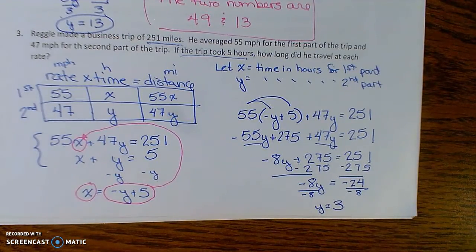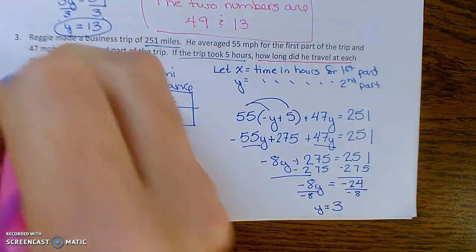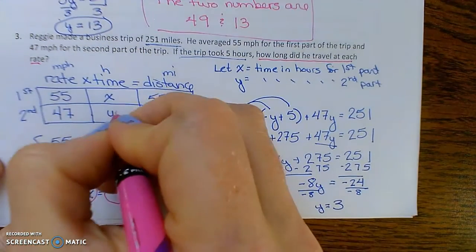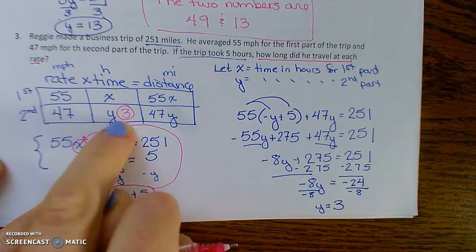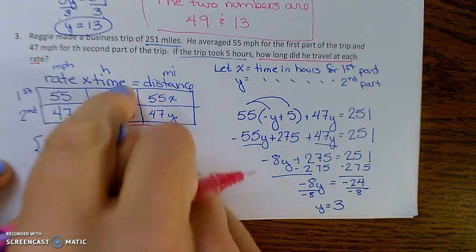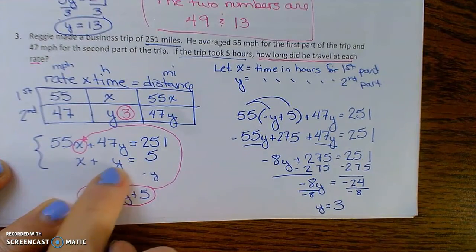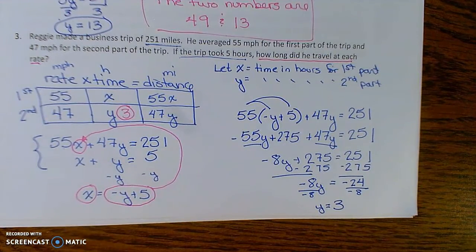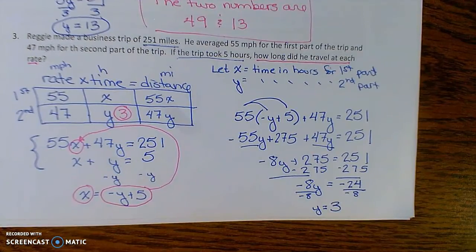And now let's go back to the question. Question is, how long did he travel at each rate? So y equals 3. That's 3 hours. So what is x? Well, if we go back to this first equation, x plus y equals 5, we can plug in 3 for y and see that x has to be equal to 2.